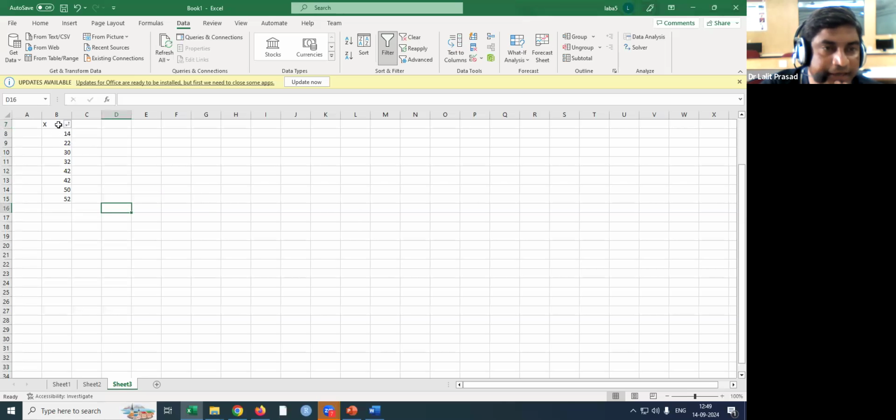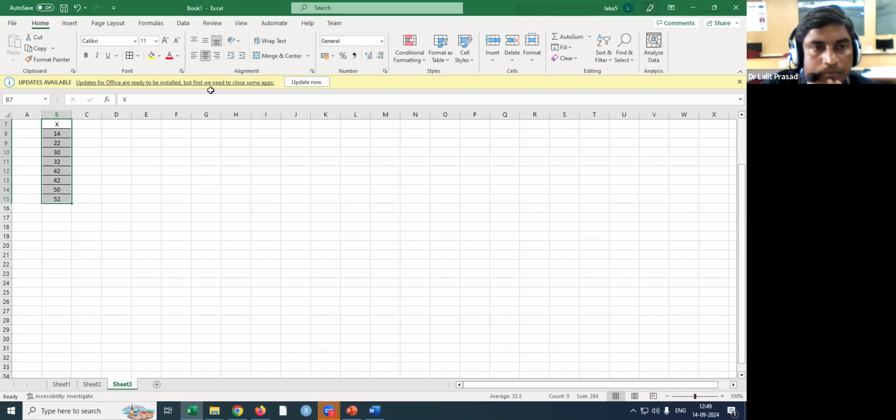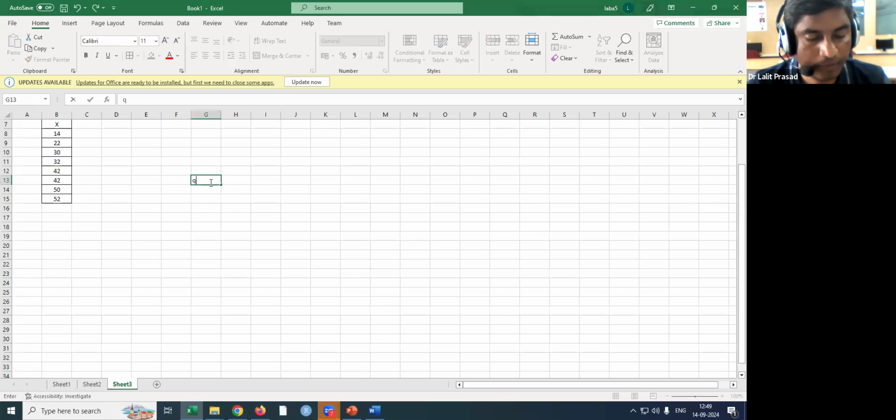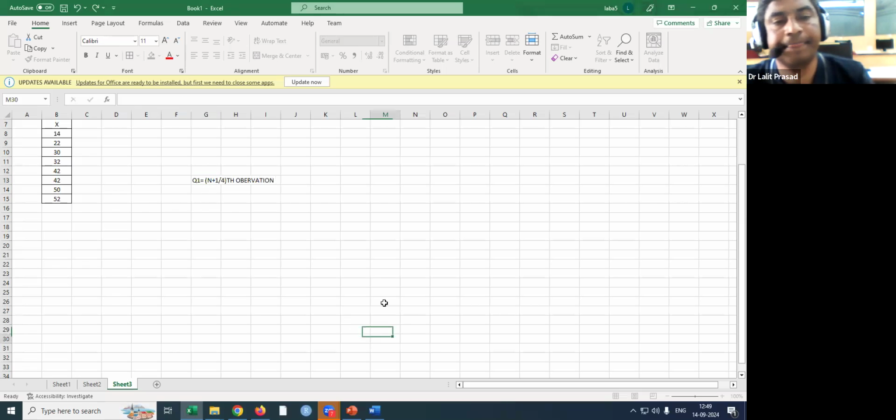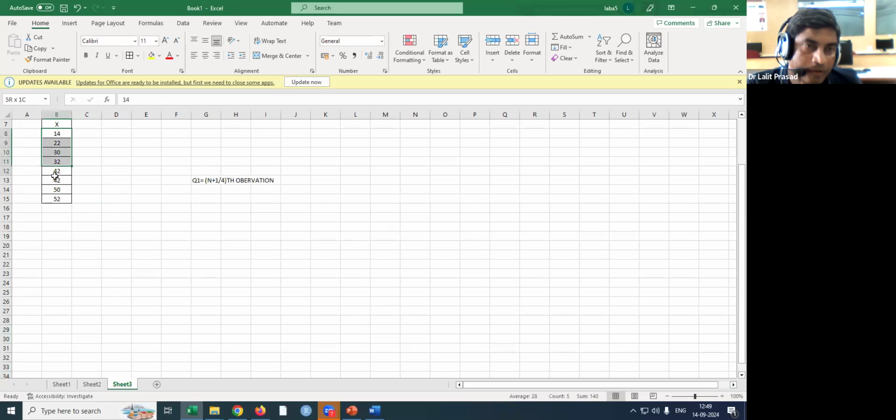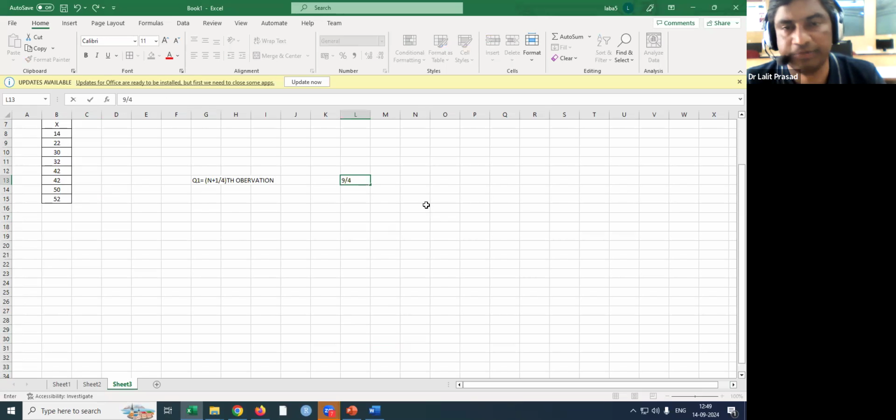So you can see here, I have arranged the data in ascending order. देख लीजिए. So what is the formula? Q1 is equal to (n+1)/4th observation. कितने observations हैं? It is 8. So 8 plus 1, that is equal to 9. So 9 divided by 4.